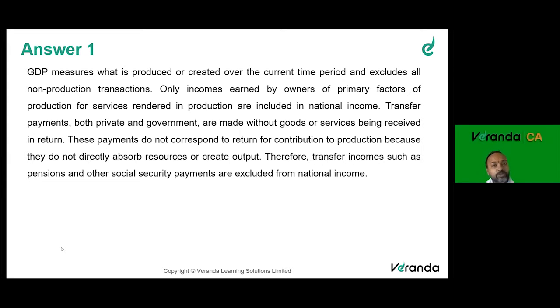Any doubts here? Shall I proceed, or does somebody want me to explain the concepts relating to the computation of national income?